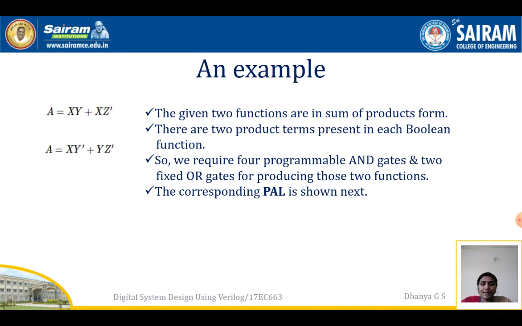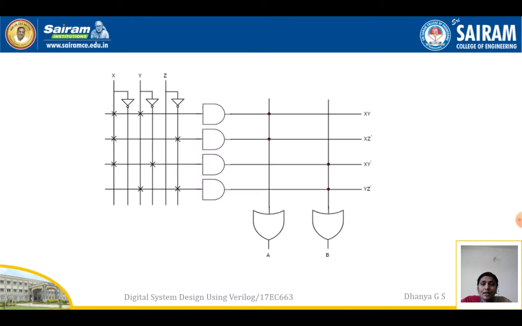I have taken an example here. I have given two functions and these two functions have two product terms each. Hence, we have to go for 4 programmable AND gates and 2 fixed OR gates for producing those functions. I have taken the functions A equals xy plus xz dash and B equals xy dash plus yz dash. Here we can see we have 4 AND gates and 2 OR gates.